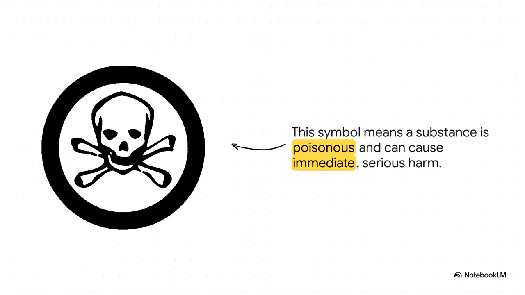Of course, you can't really do experiments without knowing the rules of safety. So let's do a quick-fire round on some universal safety symbols you'll see in a lab. First up, the classic skull and crossbones. This one is unmistakable. It means a substance is poisonous and can cause immediate, serious harm, or even worse. When you see this symbol, you take extreme care, no exceptions.